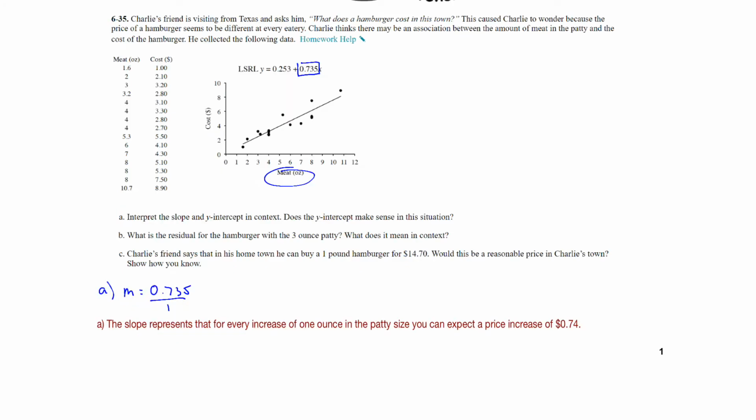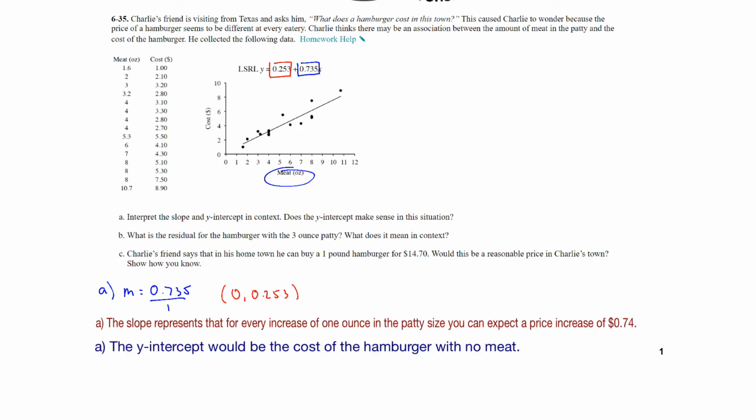All right, the second thing it wants us to interpret is the y-intercept, and the y-intercept is this value right here, the constant. So the y-intercept is 0.253. And so what does the y-intercept represent? The y-intercept would be the cost of the hamburger with no meat. And so therefore the y-intercept is approximately $0.23 or 23 cents. Could be reasonable. I'm not really sure how much a hamburger costs without the hamburger, but it could be a reasonable y-intercept for this case. And then the last part of part A I already talked about. Does the y-intercept make sense in this situation? It's approximately 25 cents for everything but the hamburger, so the bun, whatever else comes on it. So that could be reasonable. I'm not really 100% sure how much that would cost, but let's move on to part B.